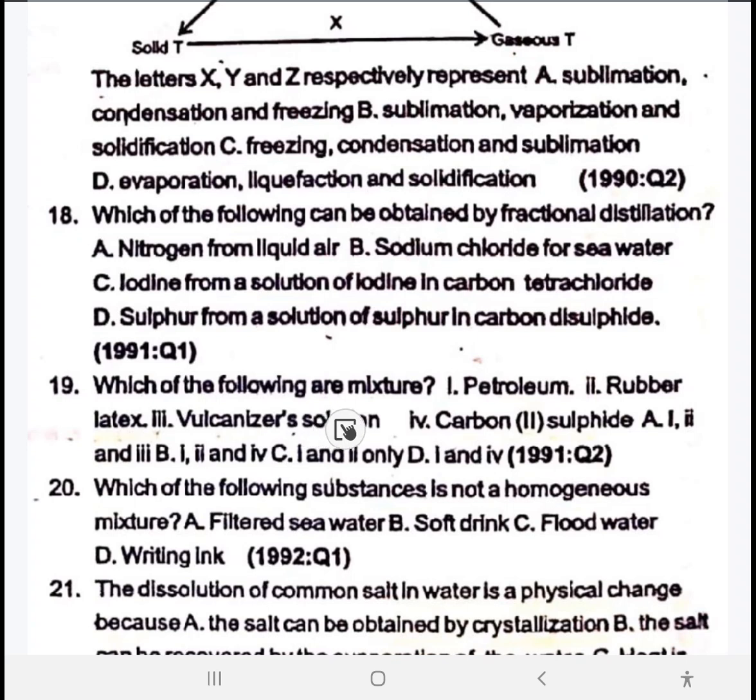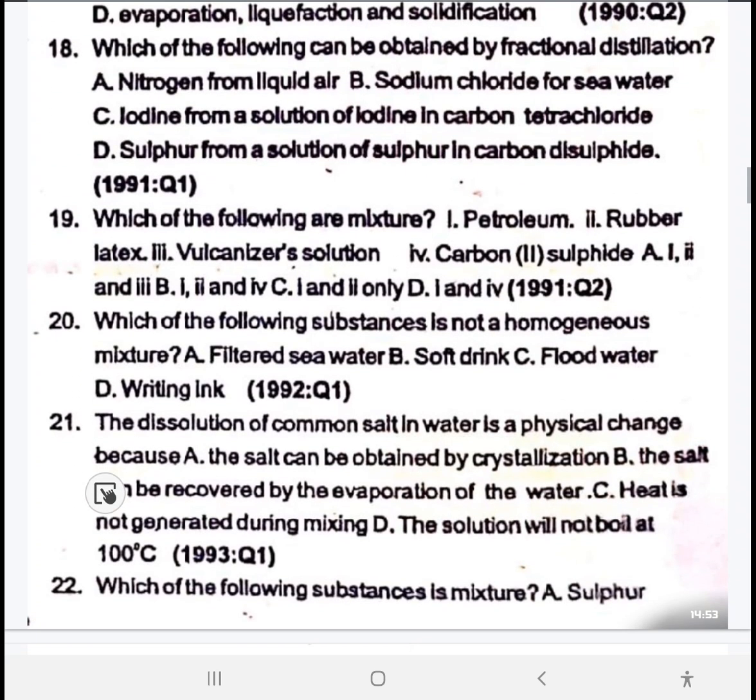19. Which of the following are mixtures? Remember, I made mention of mixtures earlier. 19 is only option A, which is this. Petroleum is a mixture. Rubber is a mixture. Rubber latex is a mixture. Vulcanizing solution is also a mixture. Carbon sulfide is not; those are compounds.